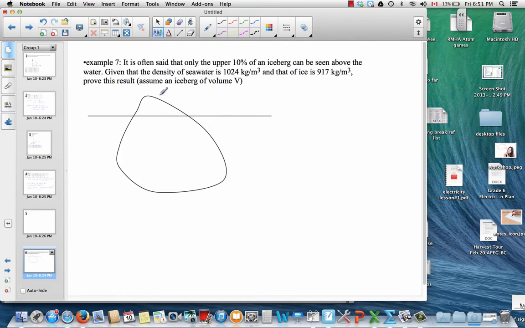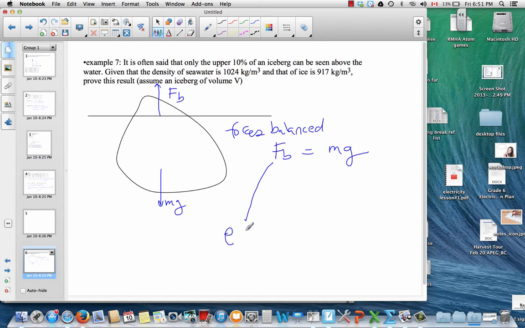So if we've got an iceberg, the only two forces that act on it, of course, are its weight, mg, and the buoyant force from the seawater, Fb. Now, the forces will be balanced because this thing is at rest. So the force of buoyancy will equal the weight. Now, rather than write a separate equation for fluids and then object density, I'm just going to substitute in for the force of buoyancy the expression rho gV.